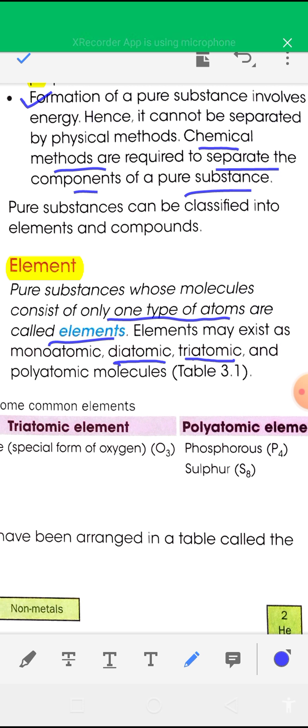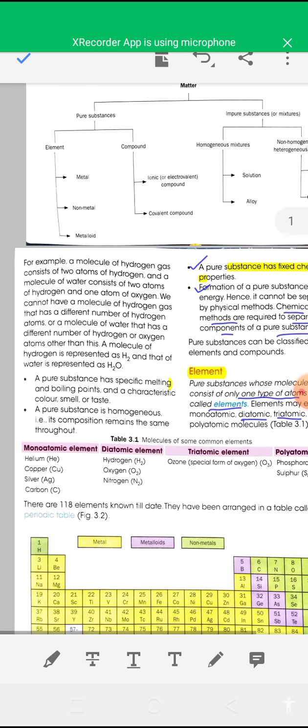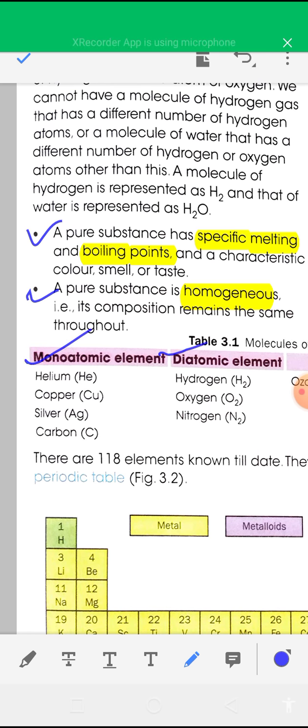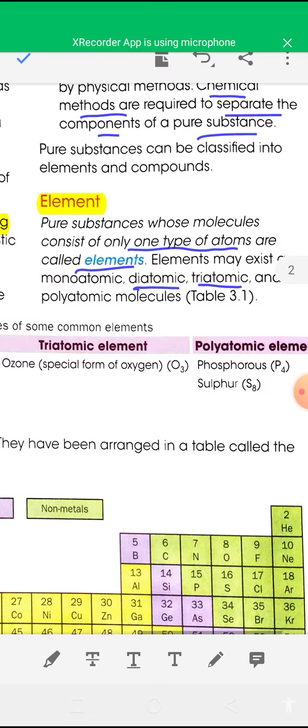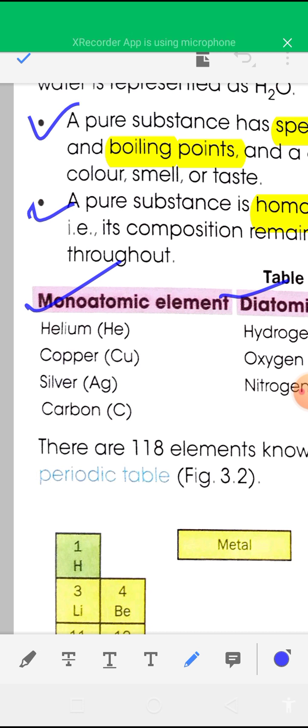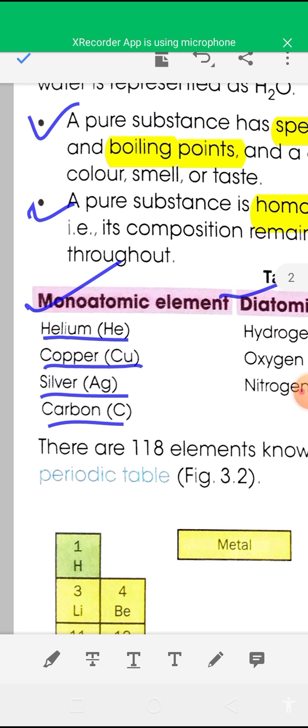Element is one type of pure substance which is formed by only one type of atom. Now see the types of elements: monoatomic elements, diatomic elements, triatomic elements and polyatomic elements. Monoatomic means this type of element is formed by only one atom. For example, helium, copper, silver, carbon, neon, argon, all these are monoatomic elements. These elements can exist as a single atom. That's why they are monoatomic elements.